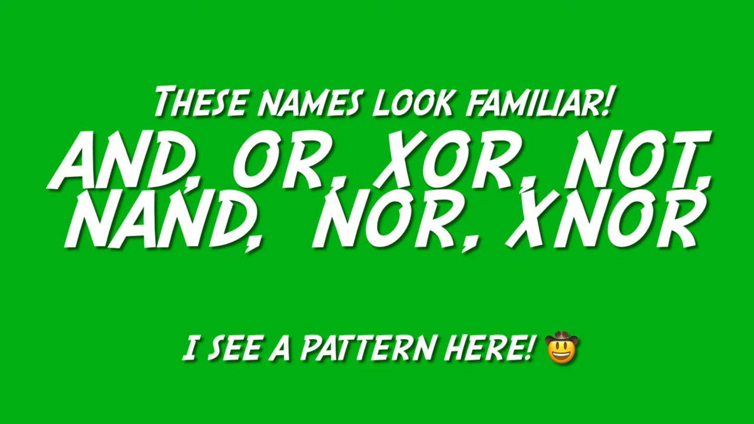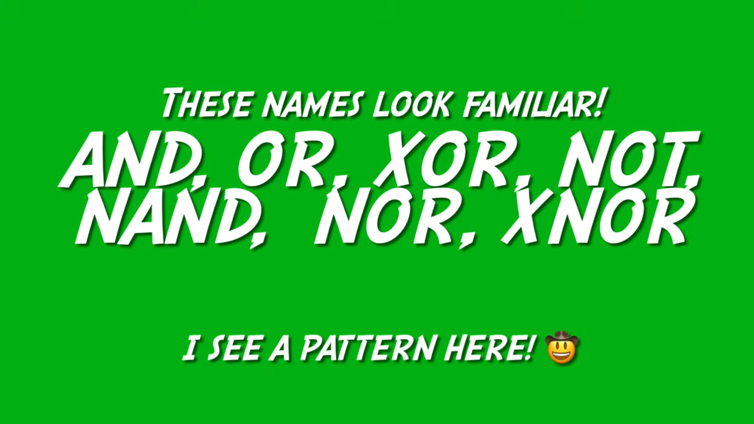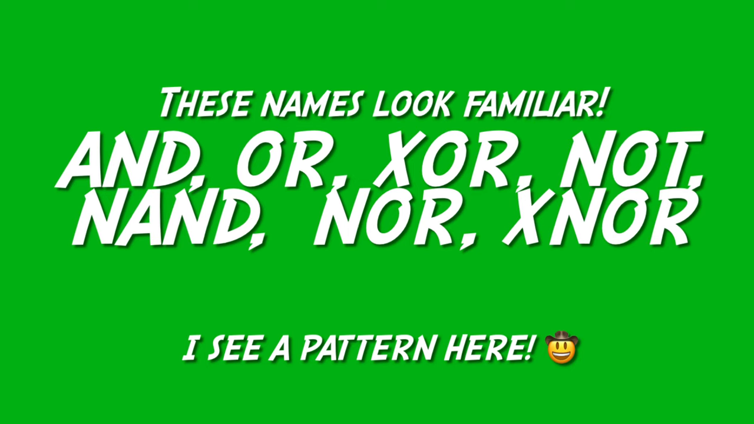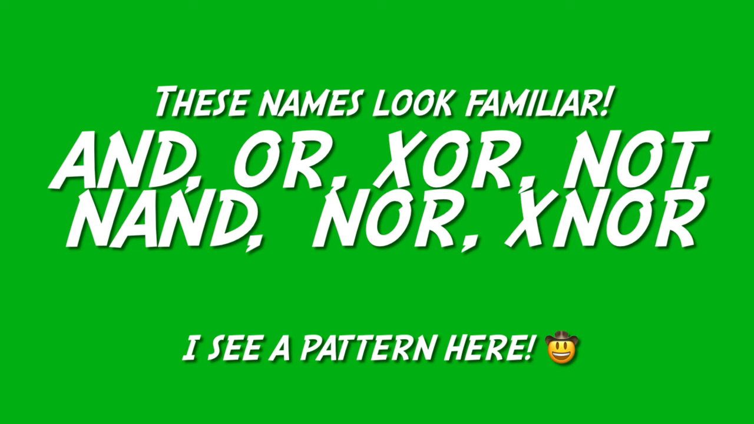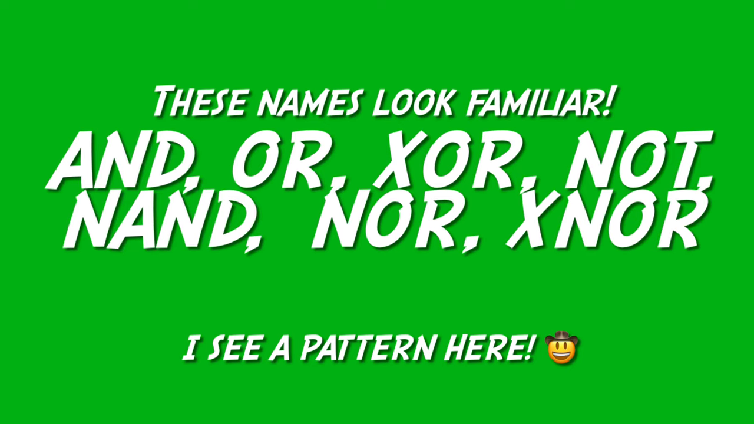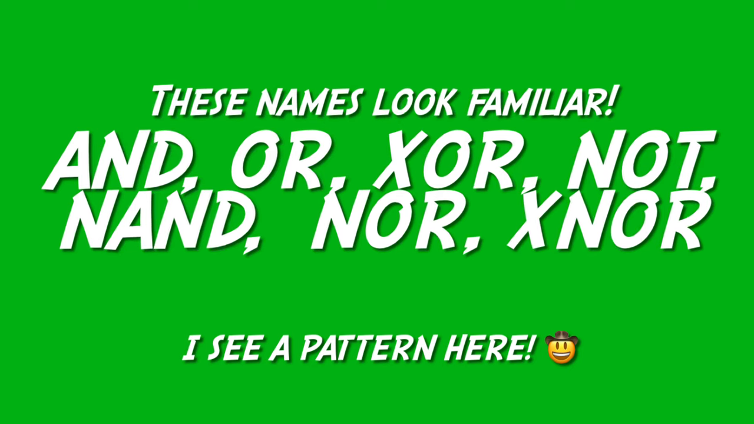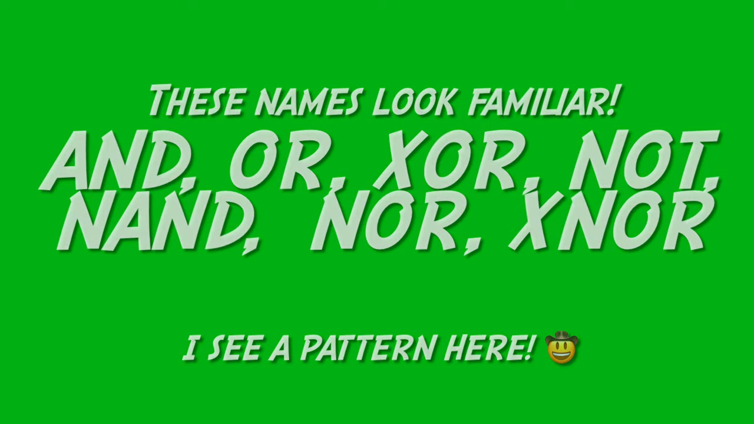The first three are AND, OR, and XOR. And then we have the NOT gate, which inverts a signal, turning a 0 to a 1 and a 1 to a 0. Now look at the names of the last three gates and compare them to the first three gates. Do you notice anything? The names NAND, NOR, and XNOR are the same as the first three gates, but with the letter N added.